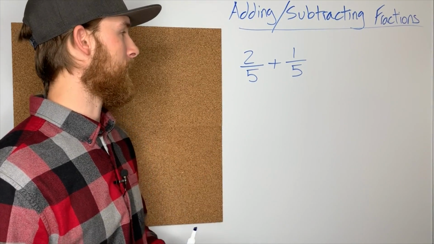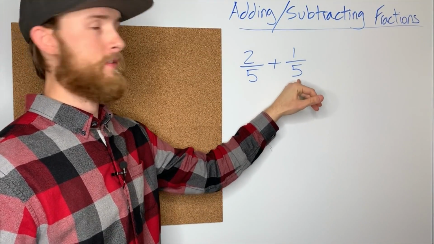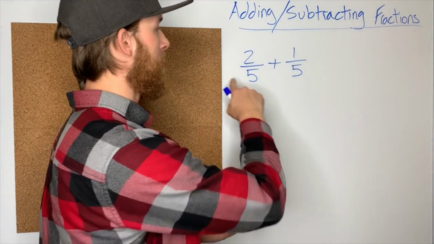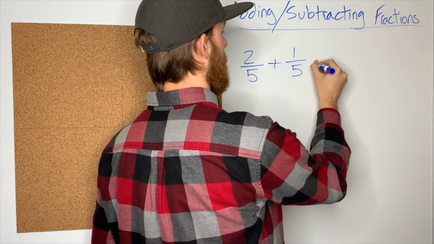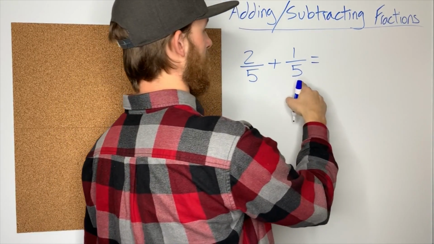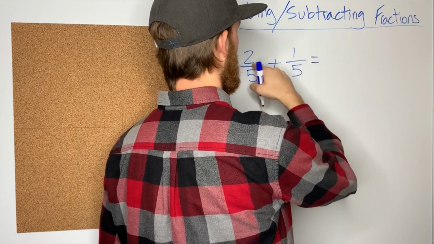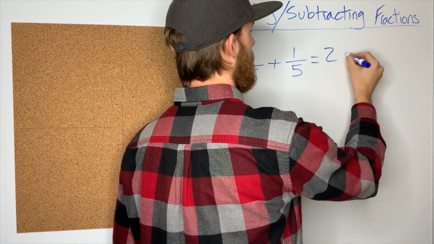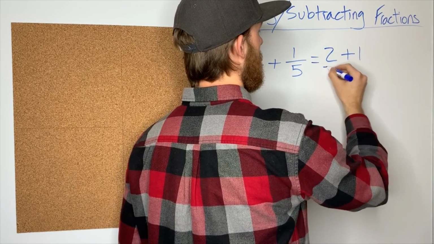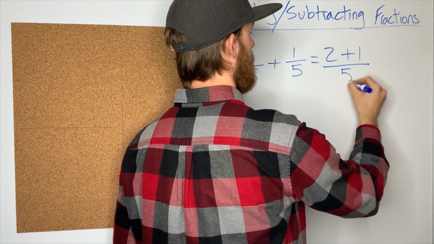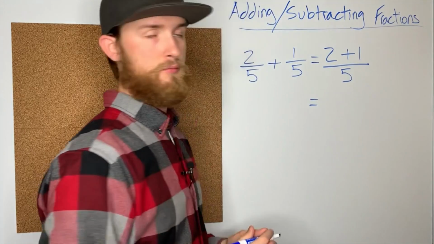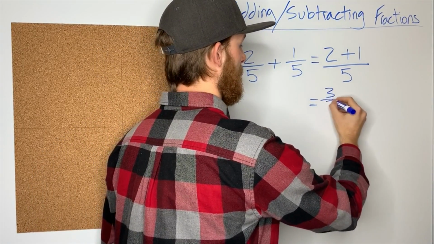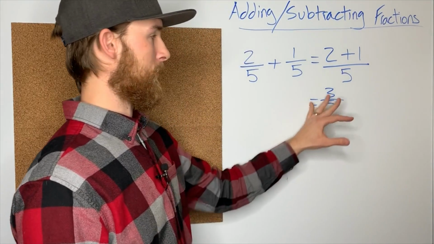It's going to be 2/5 plus 1/5. In this case we actually have the same denominator already, so a lot of the work's been done for us. Since we already have the same denominator for each fraction, it's really simple. We just add the top, the numerator. So we just take 2 plus 1 over 5. Put simply, it's going to be 3 over 5, and there's no reducing that needs to be done. So this is just our answer.